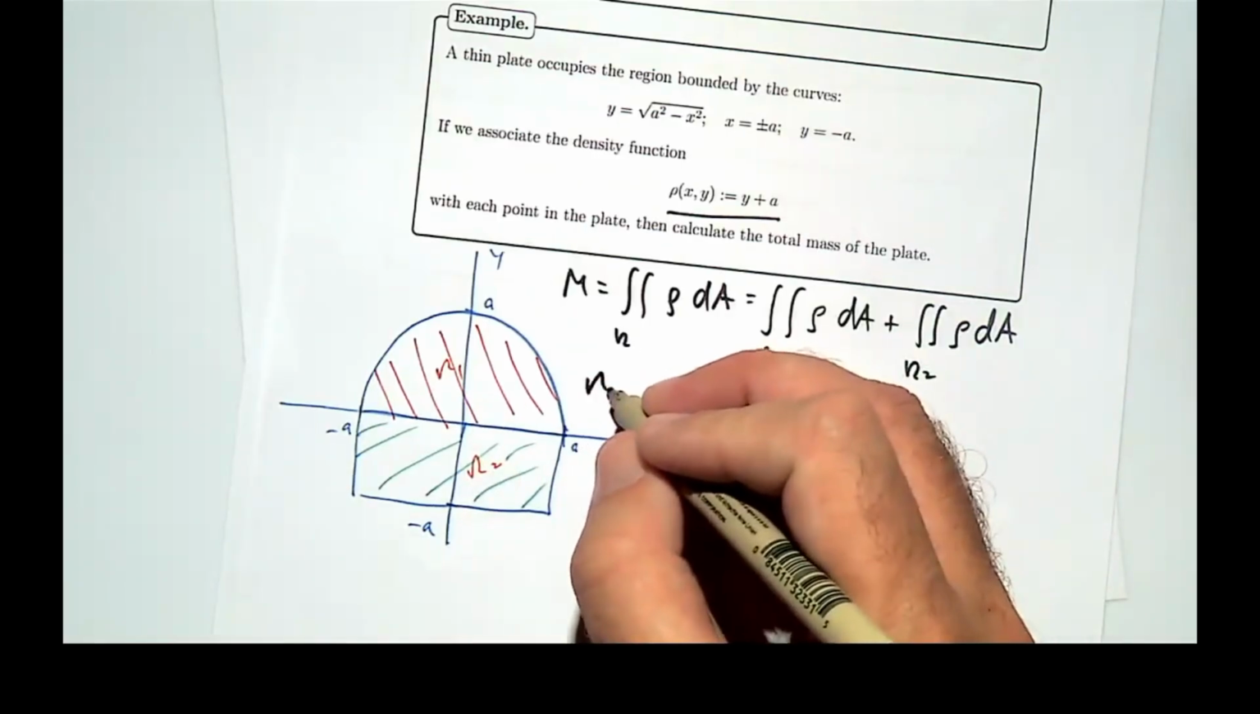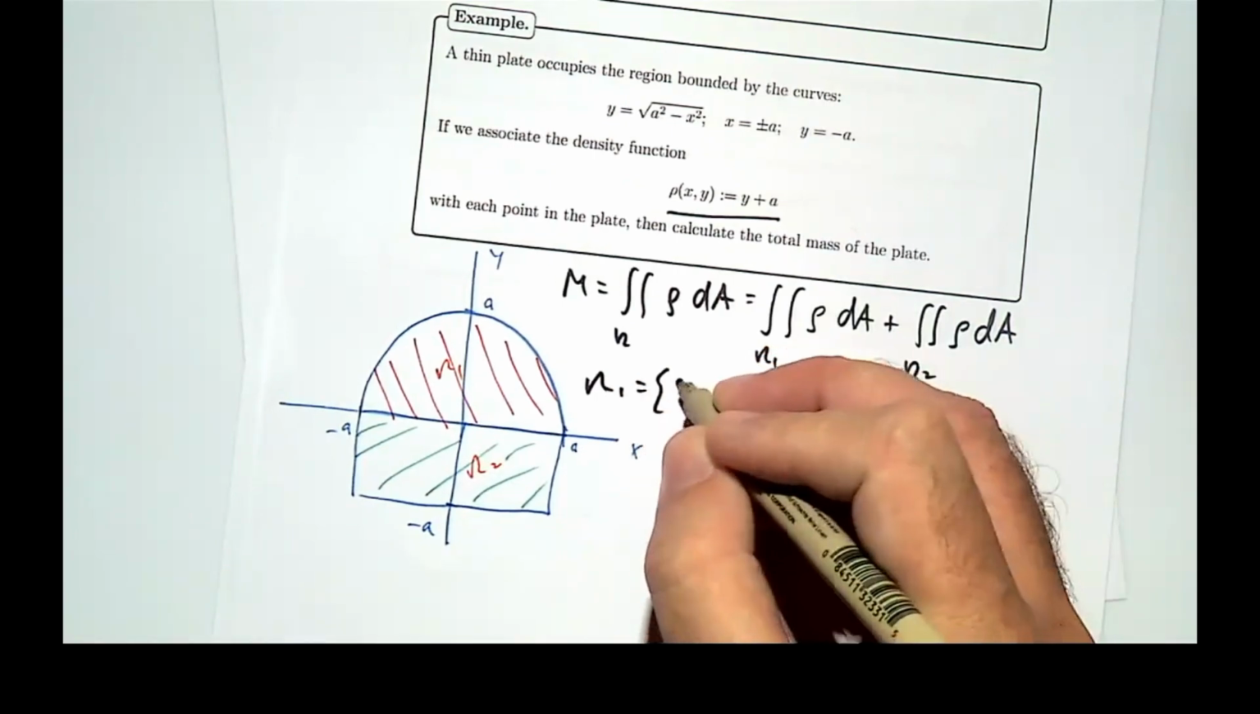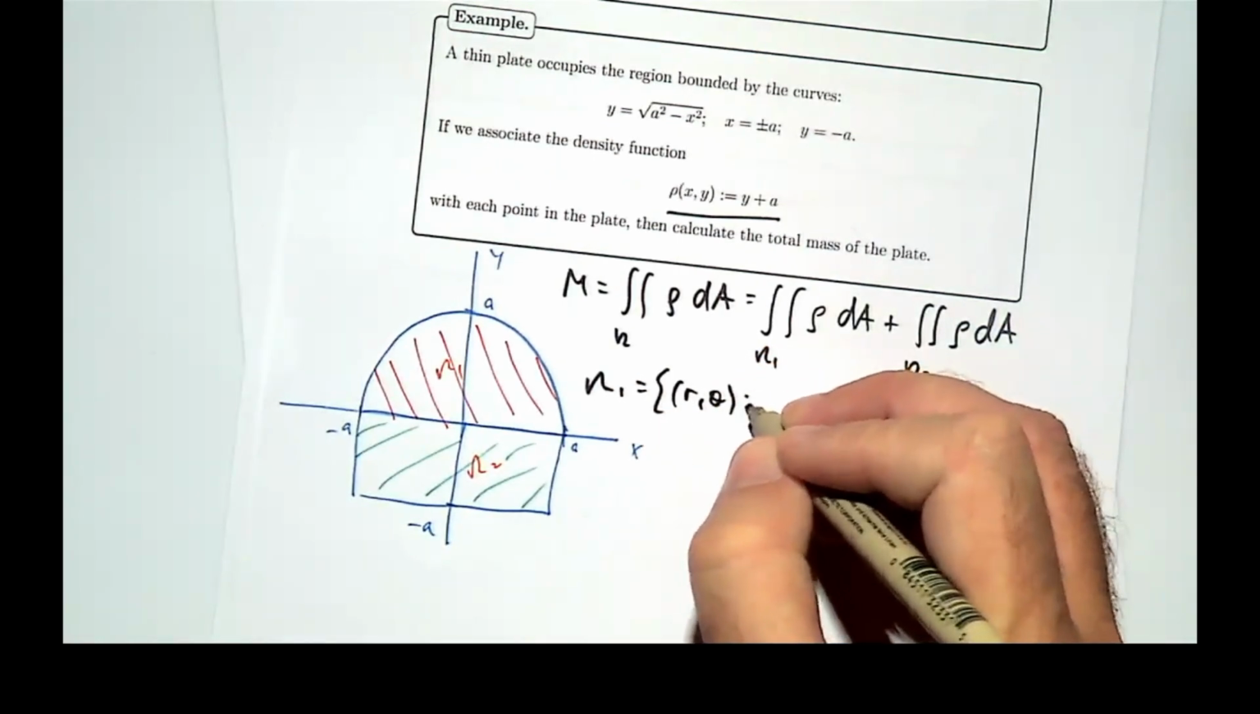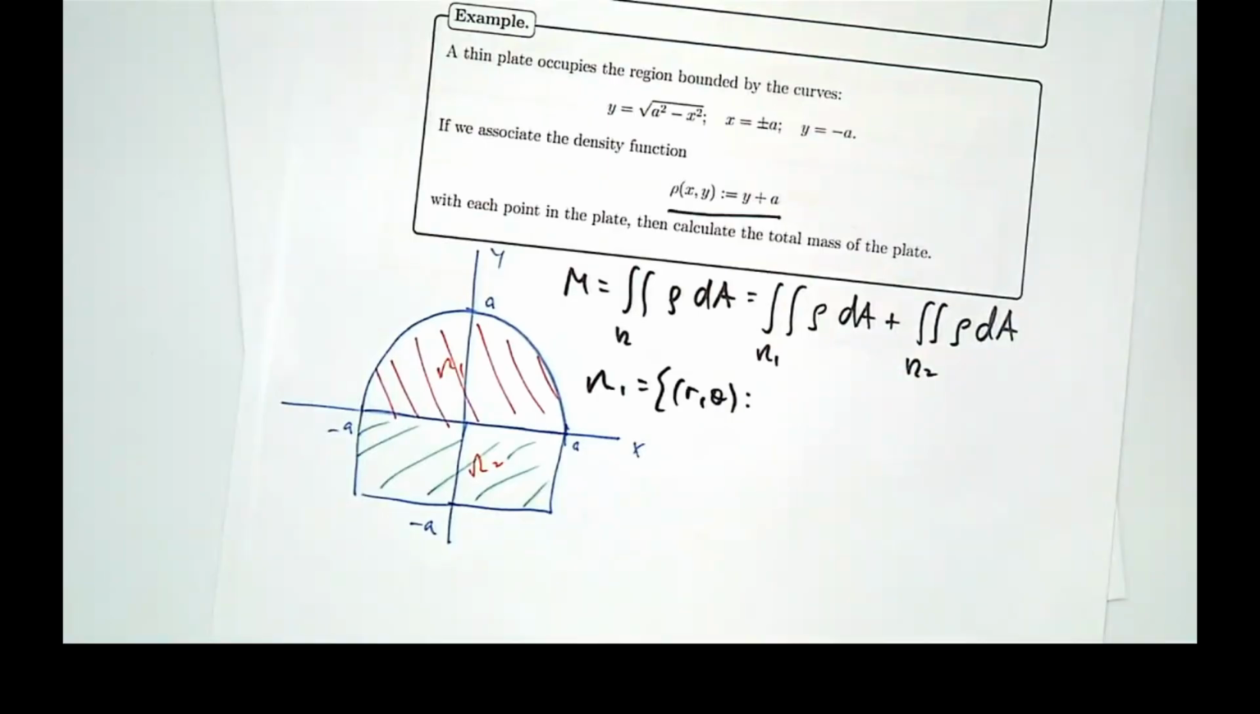So, okay, omega 1, people, let's use r and theta. How would we describe the omega 1 region in terms of polars? So the top part, how would we describe that in terms of polars? Come on, it's not difficult. We're more than halfway through the lesson. Come on. Yes.